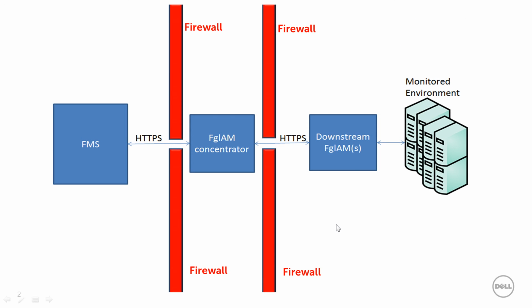Just to reiterate what we've done in this exercise, we had a Foglight server. We installed the Foglight Agent Manager Concentrator. We installed a downstream agent manager talking to the Foglight server through this concentrator. And we had OS and Java reporting to this downstream agent manager, talking through the concentrator to the Foglight server.